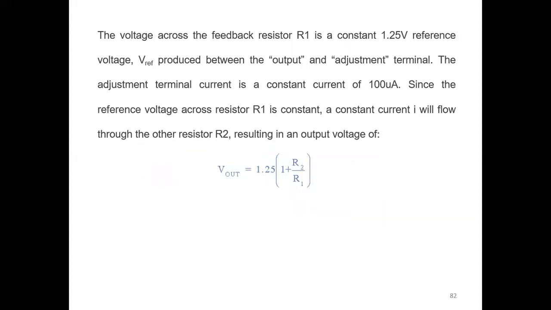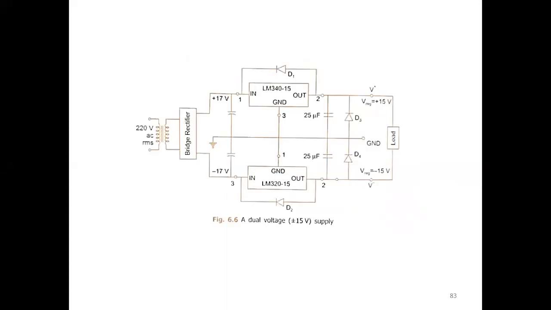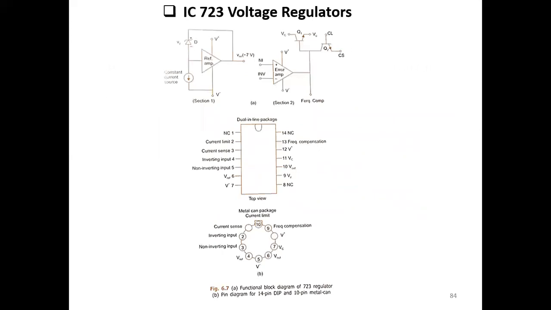The voltage across the feedback resistor R1 is a constant 1.25 V reference voltage, V reference, produced between the output and the adjustment terminal. The adjustment terminal current is a constant current of 100 µA. Since the reference voltage across the resistor R1 is constant, a constant current flows through the output voltage. So this is the dual voltage power supply, where plus or minus 15 volts is given to the process.